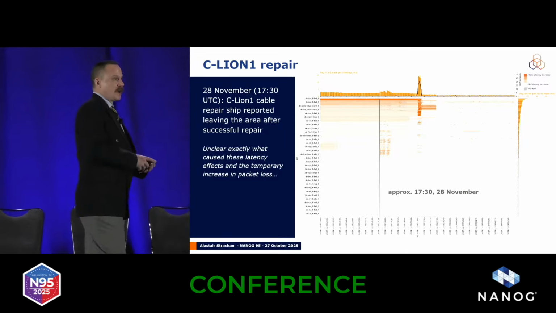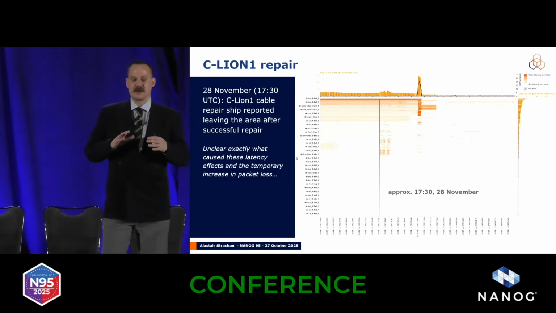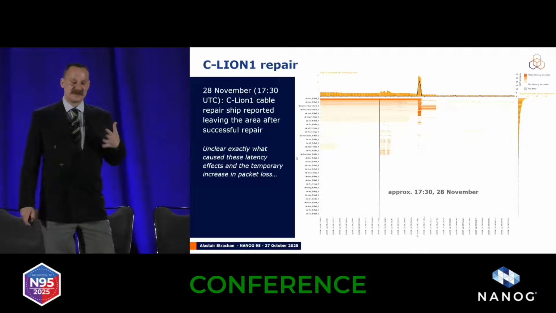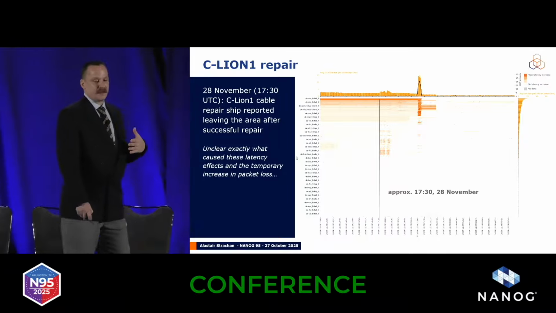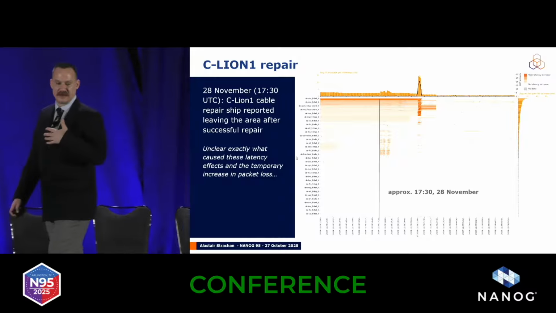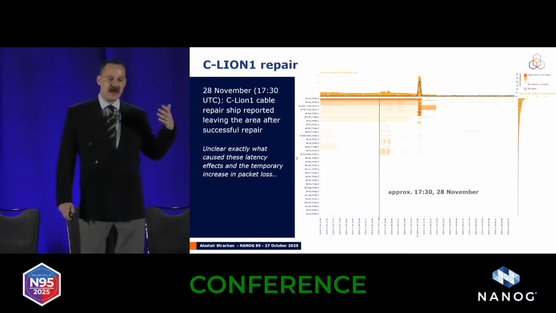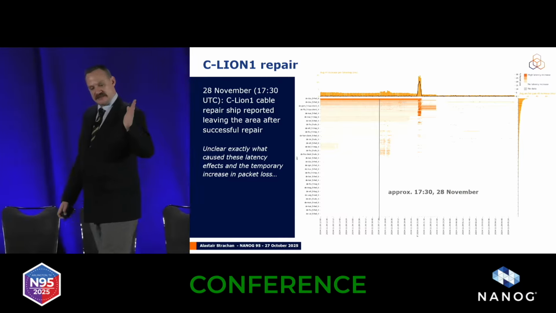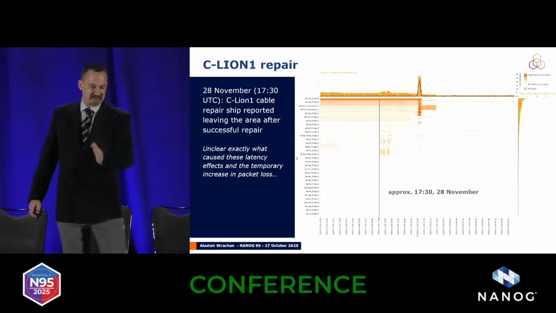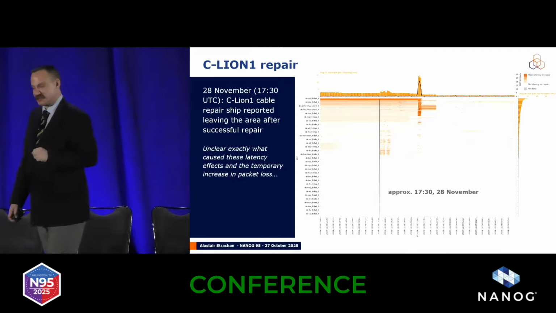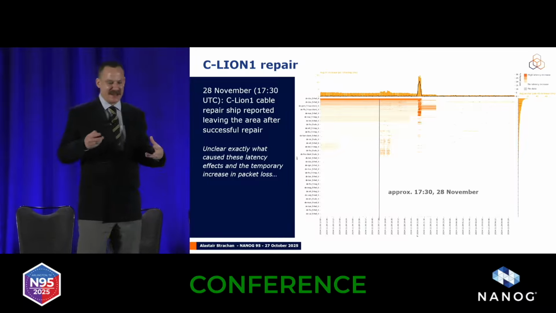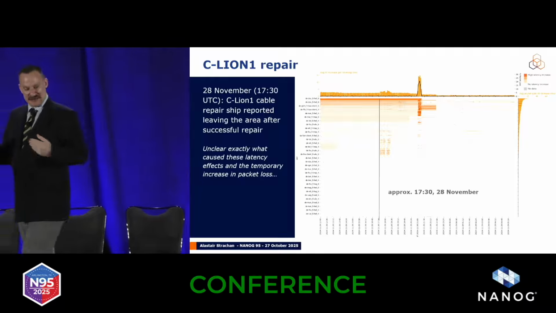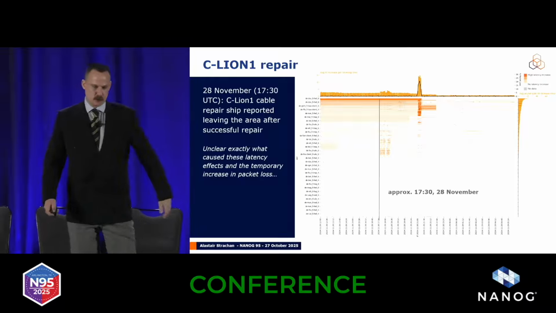With the C-LION1, actually, there was a bit of luck. There was a repair ship in the vicinity when this damage took place. So the C-LION cable was repaired relatively quickly. The cable repair ship reported the damage fixed and left the area around the 28th of November, and we see everything returning to normal. Now, there is that one random jump. We're not actually too sure what caused that. This kind of highlights the complexities of trying to figure out what's happening. But as a whole, we saw things, once repaired, return to normal.